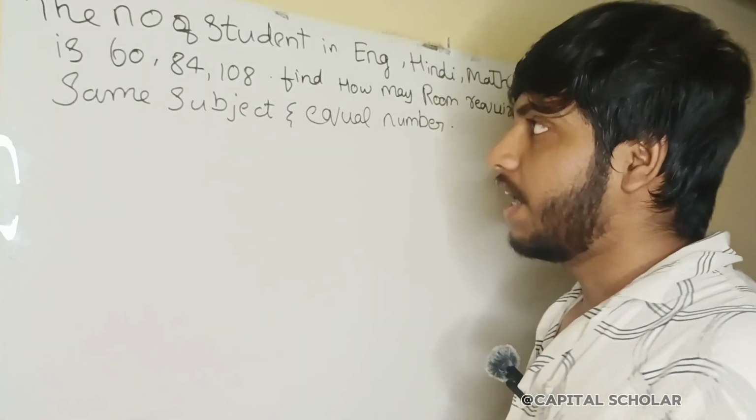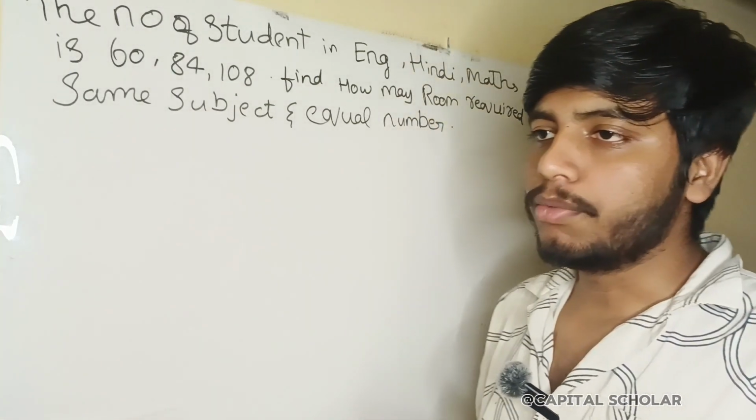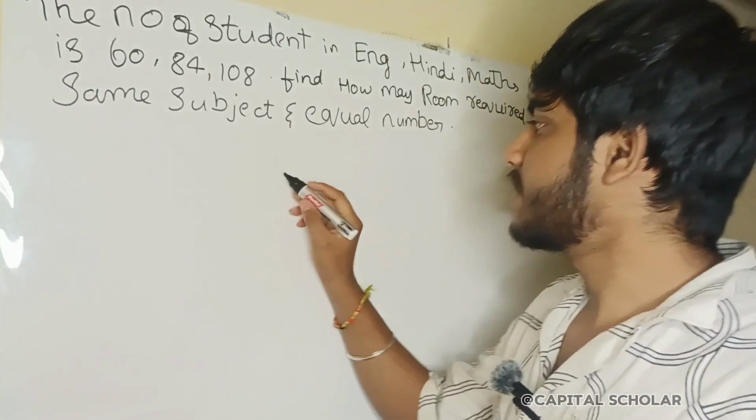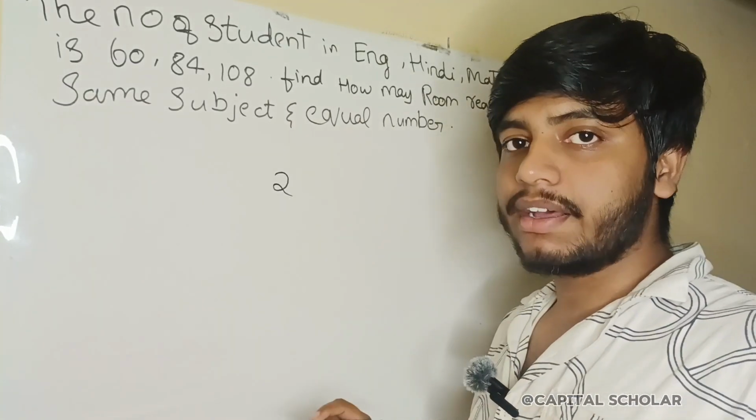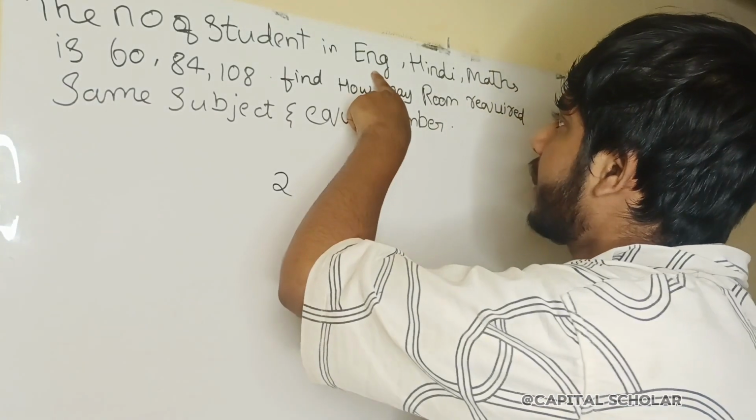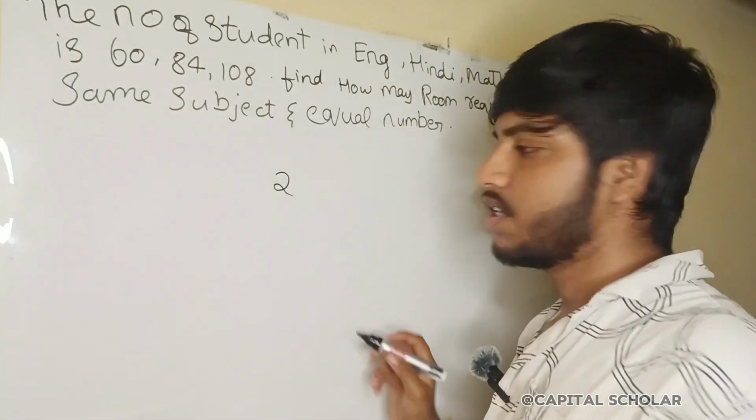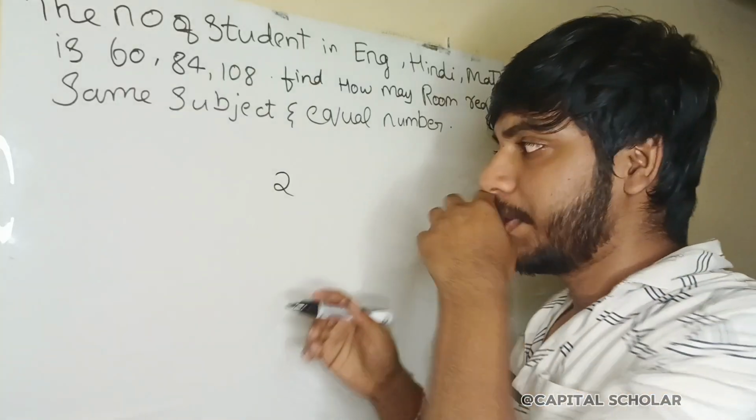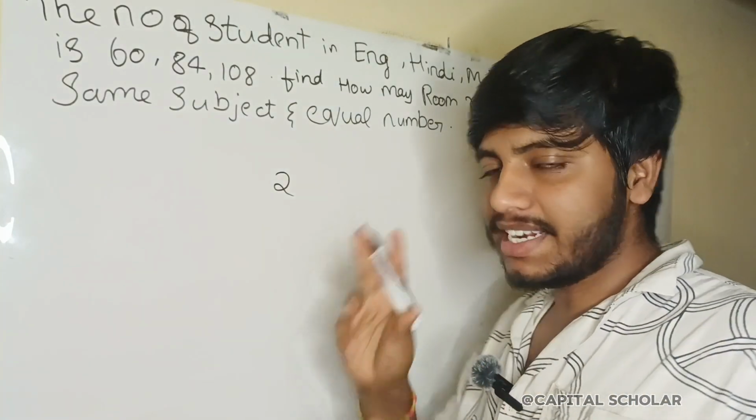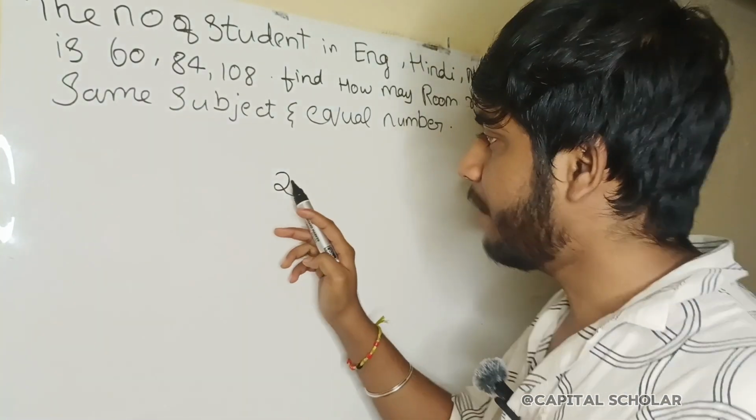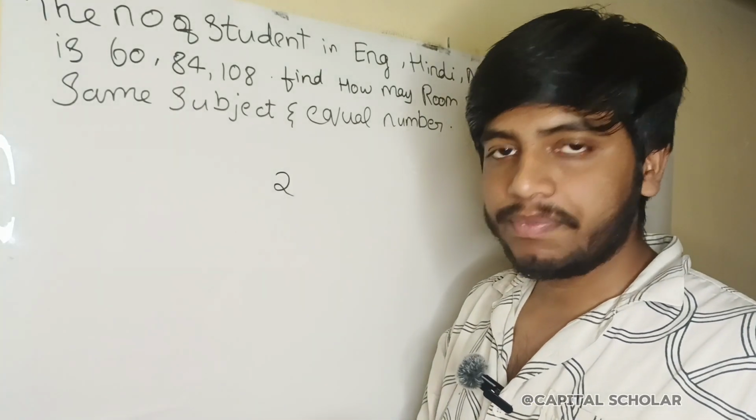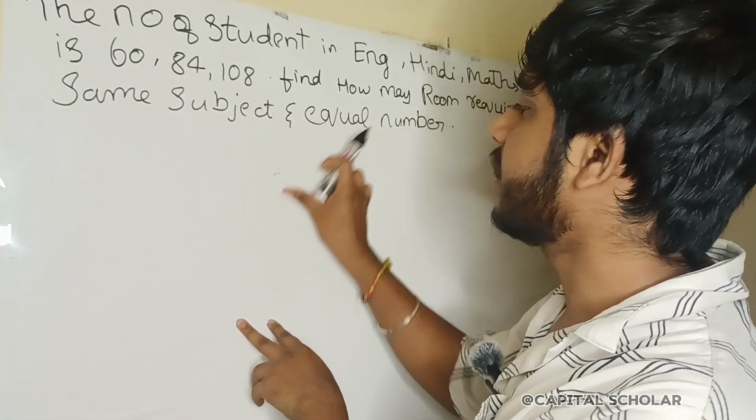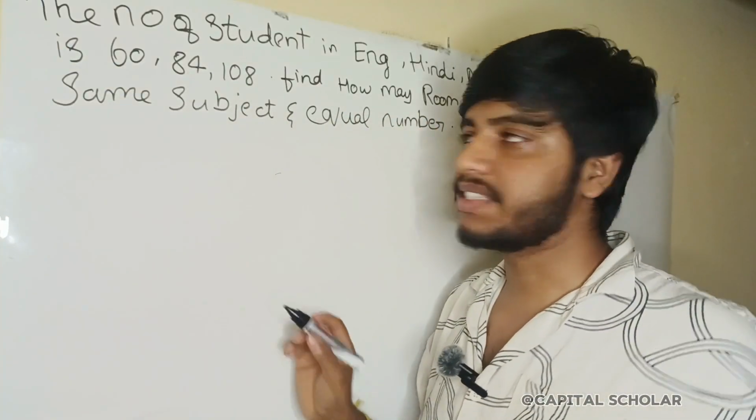Like, if you allot the rooms, there must be the same subject and the same number of people. For example, if there are 2 students in a room, the 2 students should be either Hindi, English or Maths. So there can't be a Maths student or English student in another class. So you have to keep exactly the same number of students in a room of the same subject. So how to find this? This is nothing but we should find the HCF of these 3 numbers.